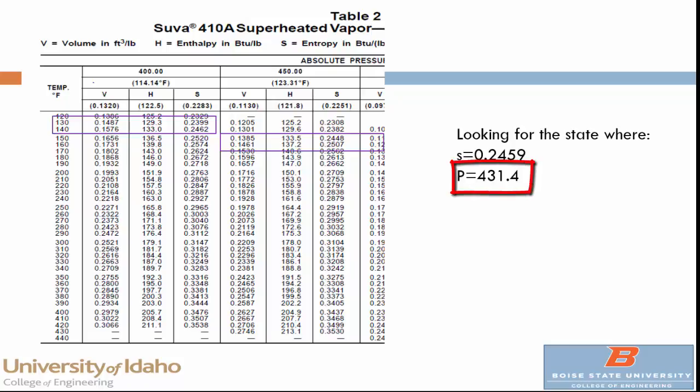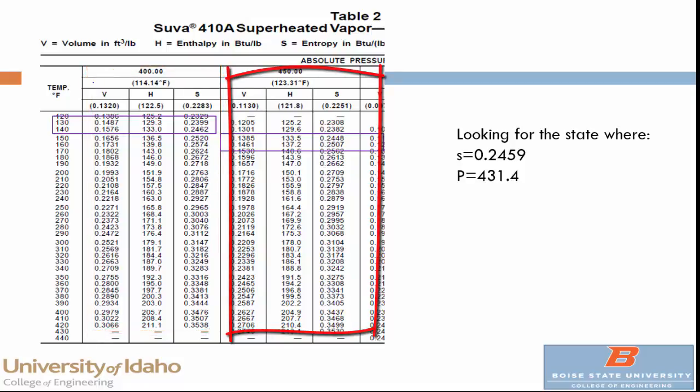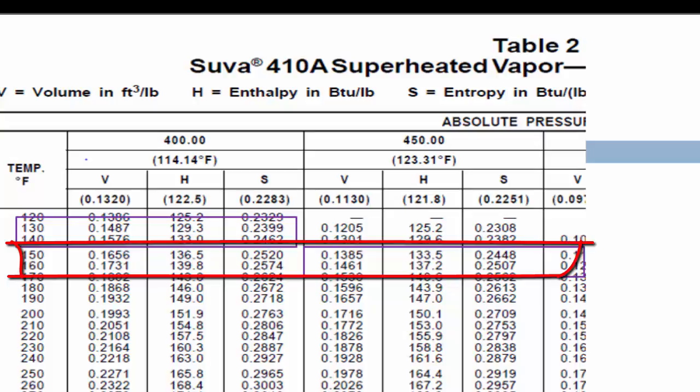So we find the superheat tables organized by pressure. So we have a column associated with 400 and a column associated with 450. So we have to interpolate between those two. But before we even do that, we have to go in there and find the entropy values. So under the 450 value, the pressure of 450, we find the entropy that we're looking for lies somewhere between 150 and 160 degrees Fahrenheit. Closer to 150, right? Because it's just a little bit higher than that 0.2448.